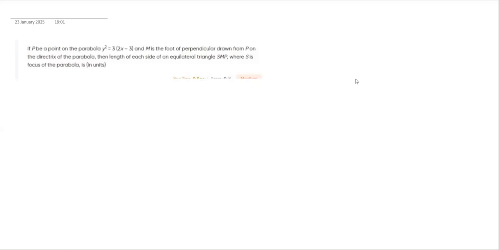So in this question, you can see that P is a point on the parabola. First of all, let's understand this parabola. You have y squared is equal to 3 into 2x minus 3. Whenever you have a parabola like this, this is not the standard form, and this is not a standard parabola with vertex at 0 comma 0.